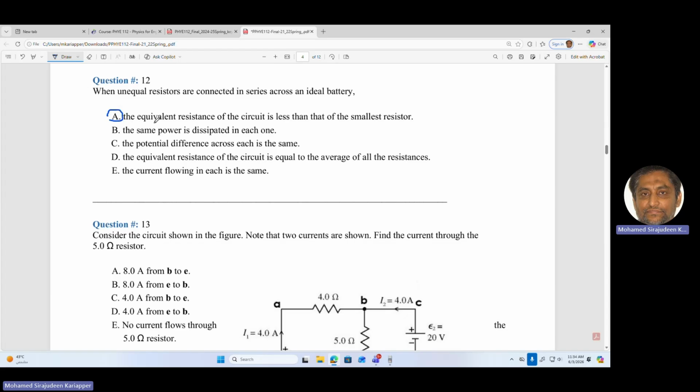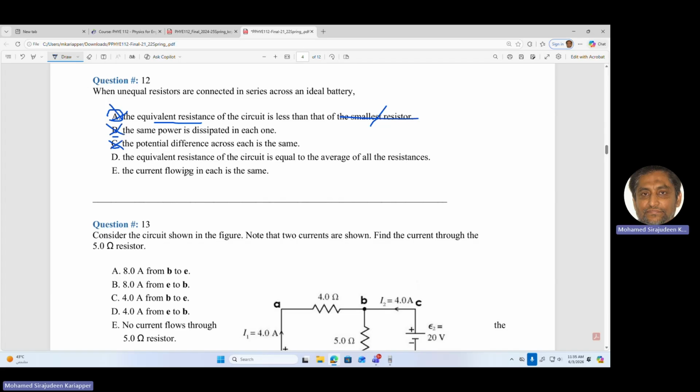A, the equivalent resistance of the circuit is less than that. No, that is wrong, because they are in series, and for resistors it becomes adding the two, right? So that is wrong. B, the same power. No, that is wrong, because the same current, but the resistors are different. That means the power will be different. I squared R is the power. So this is also wrong. C, the potential difference, no, that is for parallel. So this is wrong.